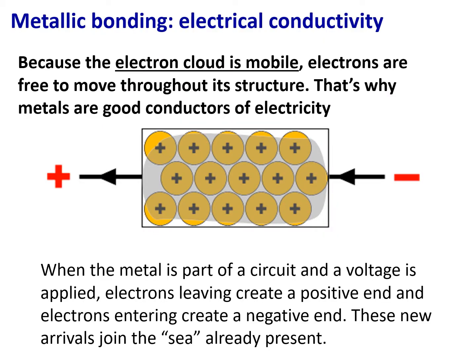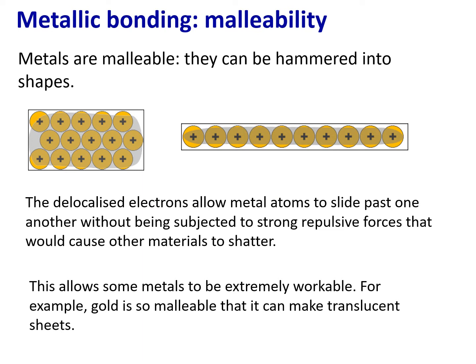Now, because these moving delocalized electrons are free to move throughout the structure, this is what makes metallic bonding so good at conducting electricity. Because remember, electricity is the flow of electrons. Delocalized electrons also allow the metals to slide past one another, so it makes metallic bonding malleable and also ductile as well, can be drawn into thin wires.